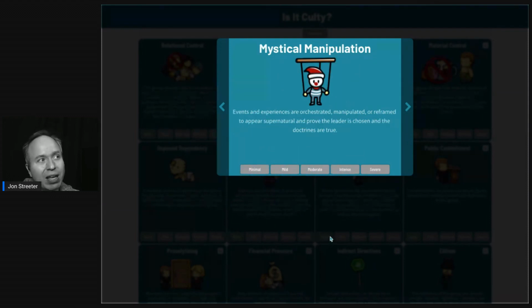Mystical manipulation. Events and experiences are orchestrated, manipulated, or reframed to appear supernatural and prove the leader is chosen and the doctrines are true.